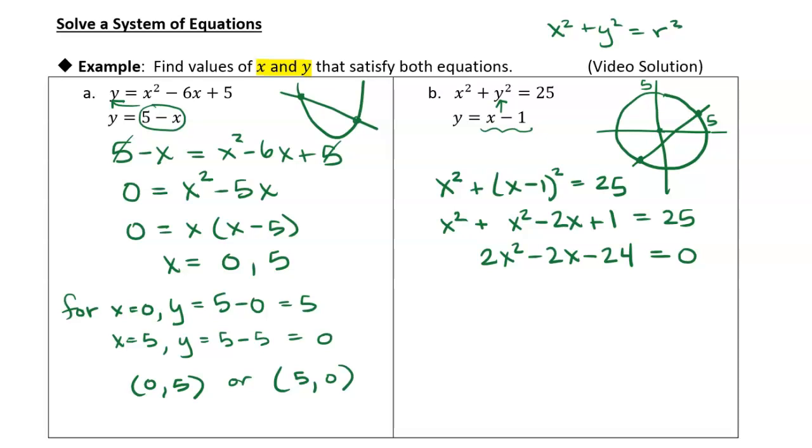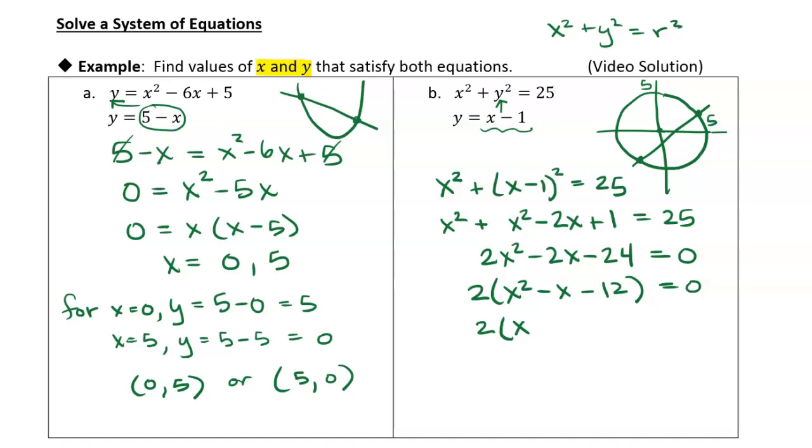So now I'm seeing a common factor of 2, and it's always easier to work with smaller numbers, so I'm going to factor out a 2. x squared minus x, and then minus 12 equals 0. So that'll be easier to factor. And also because it has a leading coefficient of 1, I just need to find factors of negative 12 that add to negative 1. So if I take negative 4 and positive 3, that should work, right?